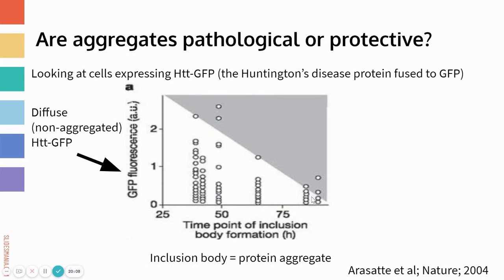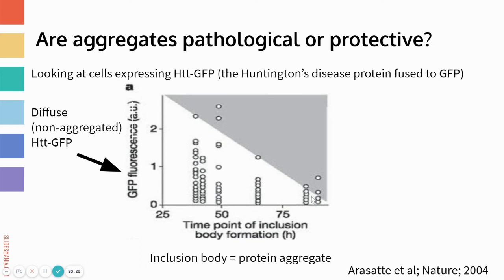And there are two ways to interpret this finding. One way is like, well, of course the aggregates are going to form more quickly if you have a lot of Huntington's protein. Like there's a lot of bad protein and it's going to form aggregates because that's what happens. So it's unavoidable, but it's just a consequence of all of this messed up protein, and it's bad for the cell.